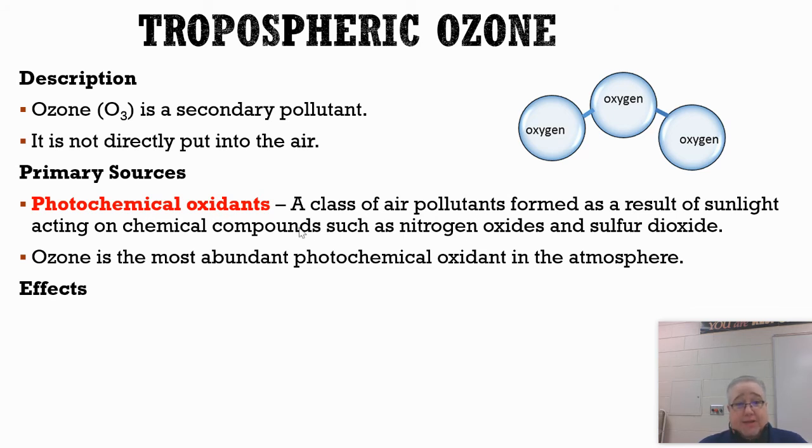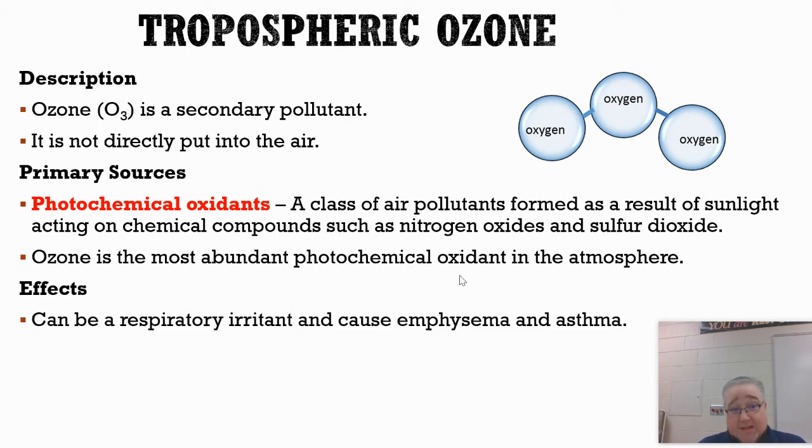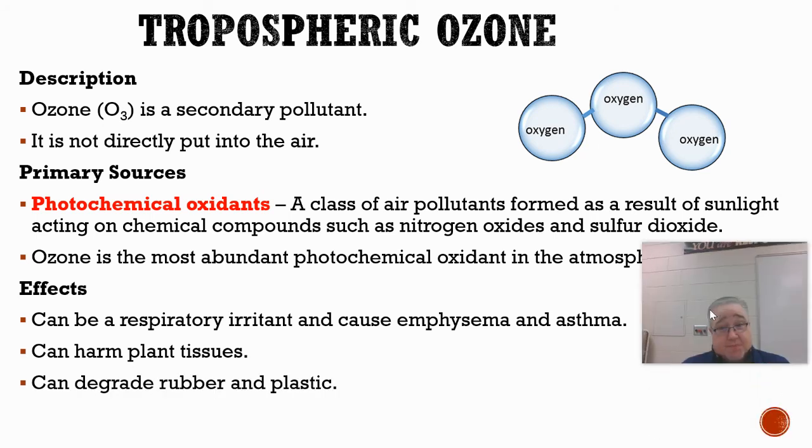So basically, whenever you put chemicals into the air that are typically made from oxygen or have oxygen in them, things like nitrogen oxide and sulfur dioxide, these are photochemical oxidants. When you put those into the air, they can react with sunlight, and when they do that, they can form ozone. Now, ozone is really good if it's way up in the stratosphere because it blocks ultraviolet light. But if ozone lingers in the troposphere, where we exist, then it can cause problems.